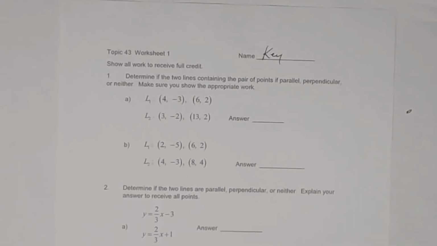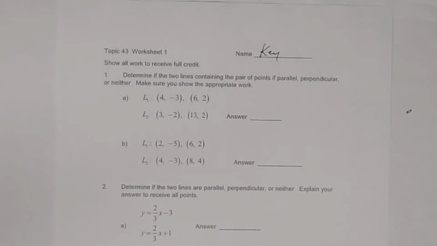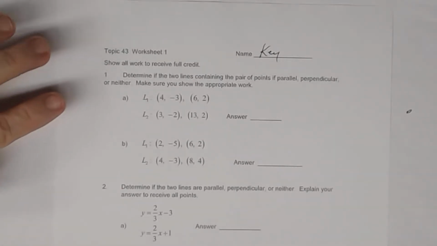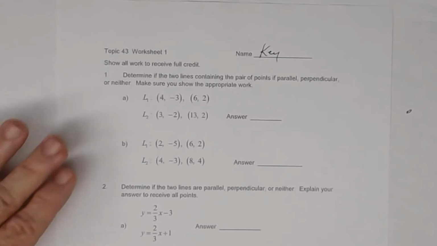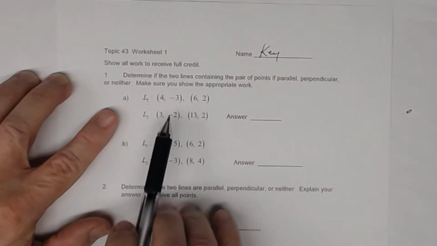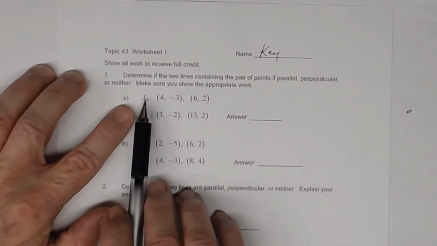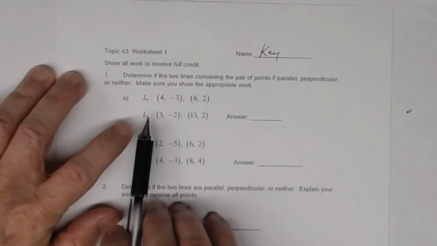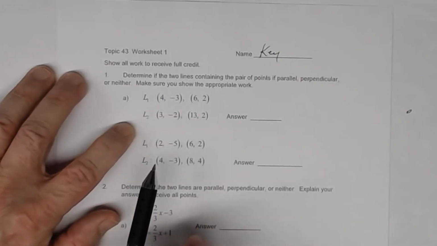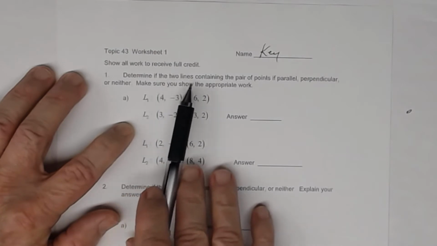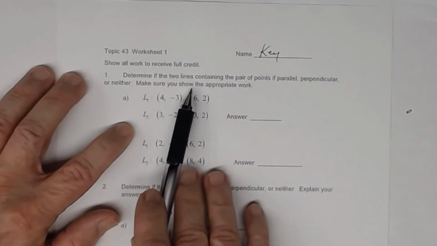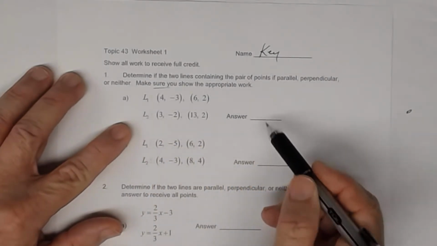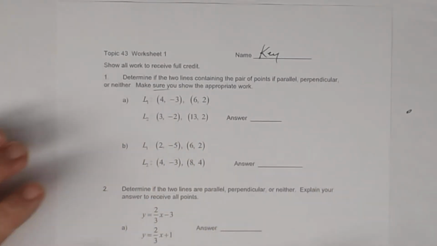Okay, so this is a key on the worksheet dealing with topic 43, which is on parallel and perpendicular lines. In number one, you're given two lines. This line contains these 2 points and this line contains these 2 points. You want to determine if the two lines are parallel, perpendicular, or neither, and you have to show the work. You can't just indicate the answer. It does say show work.